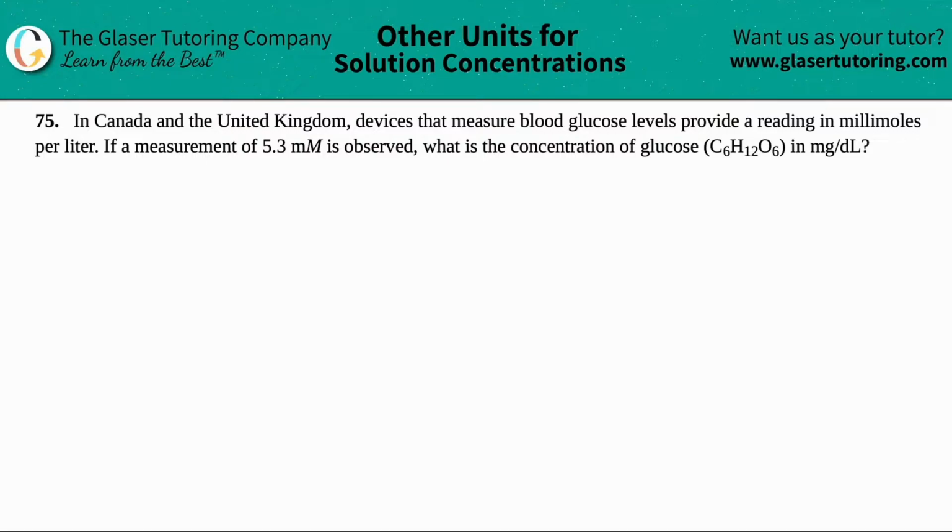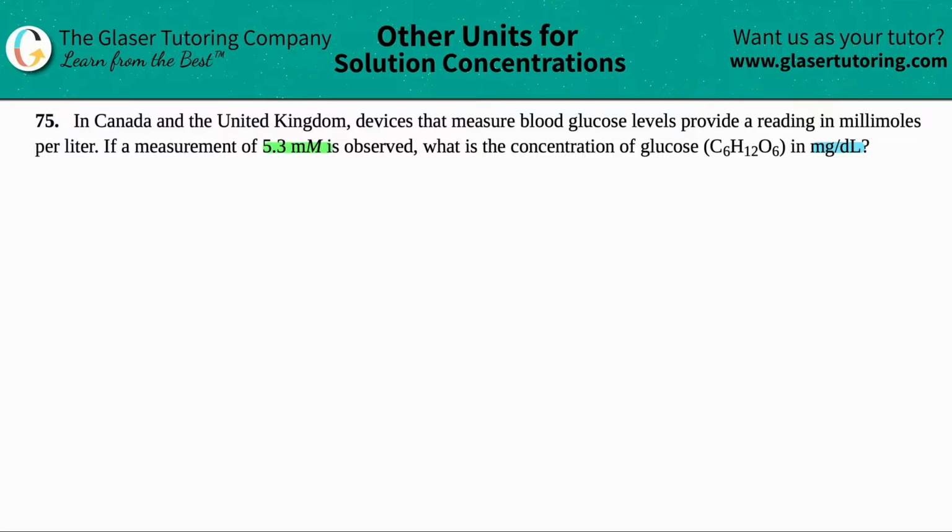Number 75. In Canada and the United Kingdom, devices that measure blood glucose levels provide a reading in millimoles per liter. If a measurement of 5.3 millimolarity is observed, what is the concentration of glucose in milligram per deciliter?